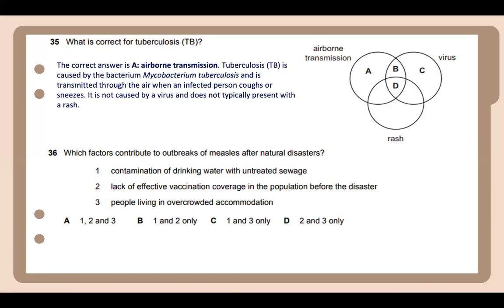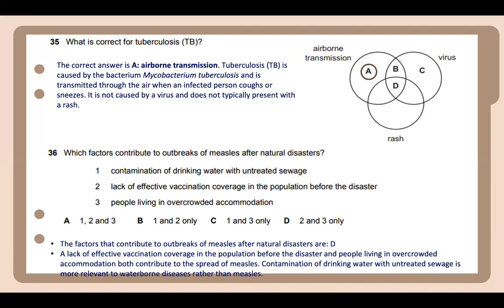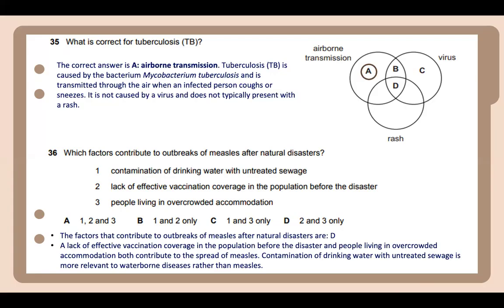Which factors contribute to outbreak of measles after natural disaster? The answer will be statement 2 and statement 3. A lack of effective vaccination coverage in the population before the disaster and people living in overcrowded accommodation both contribute to the spread of measles. Contamination of drinking water with untreated sewage is more relevant to waterborne diseases rather than measles.